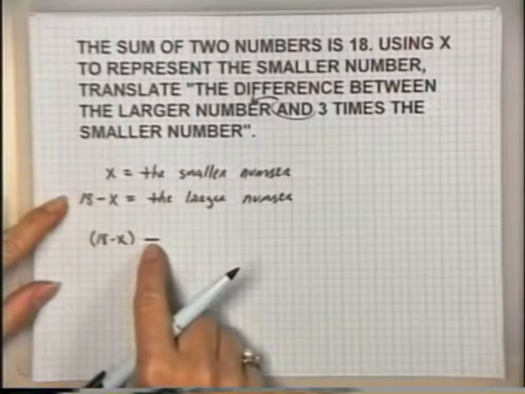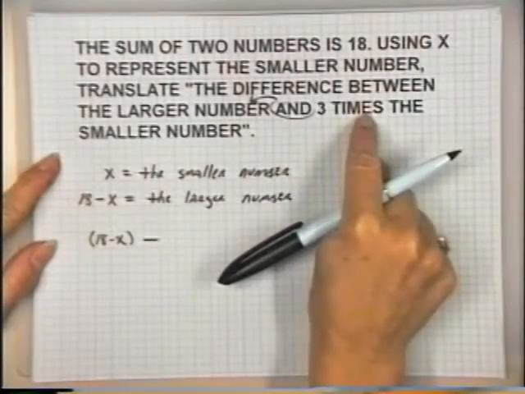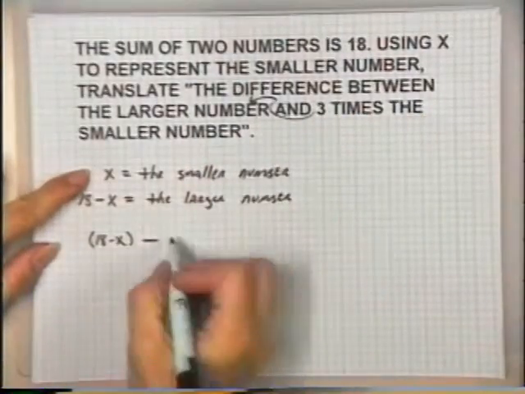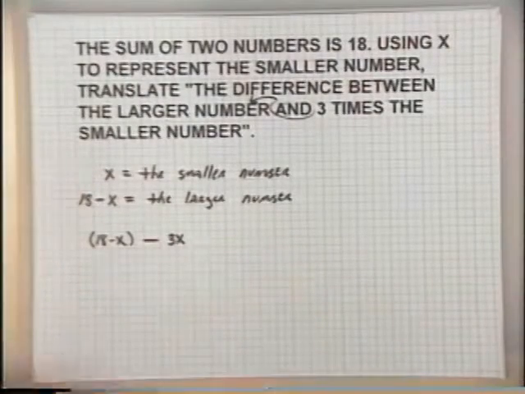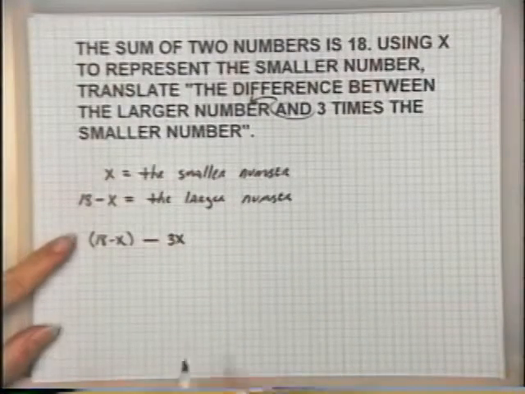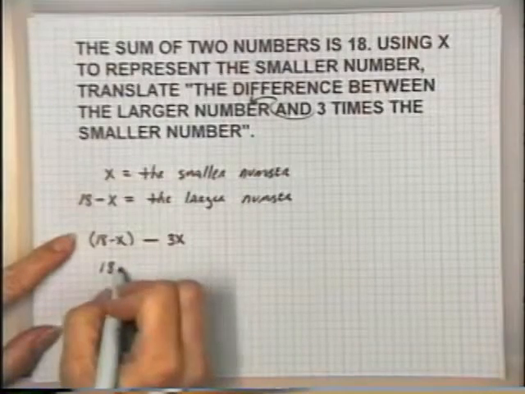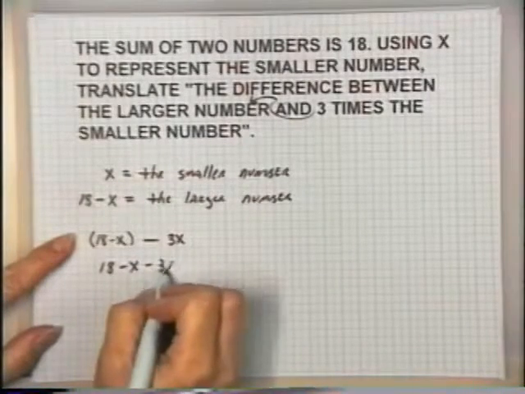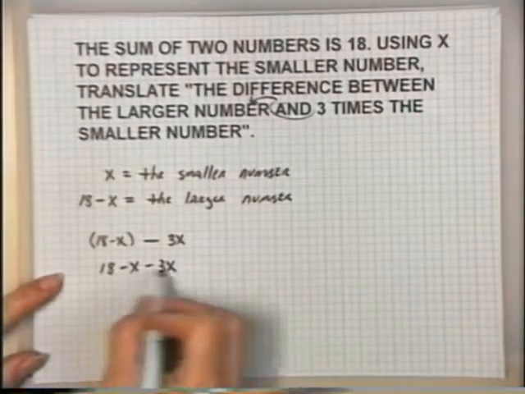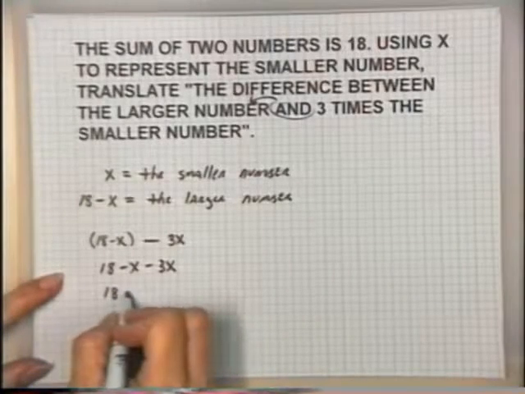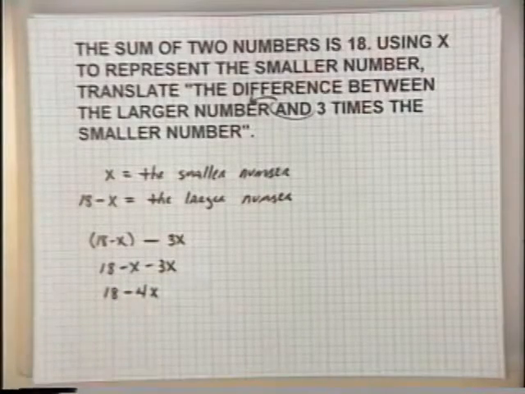What are we taking away from that? 3 times the smaller number. 3 times the smaller number would be 3 times x. Simplifying, 18 minus x minus 3x. Since these have like signs, we will add and keep the sign. I have 18 minus 4x.